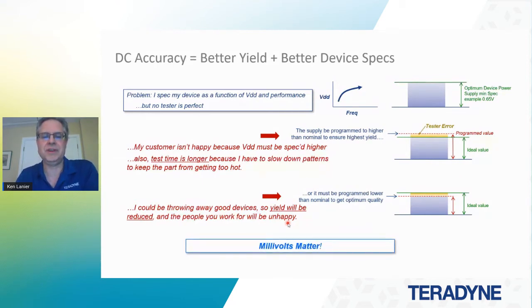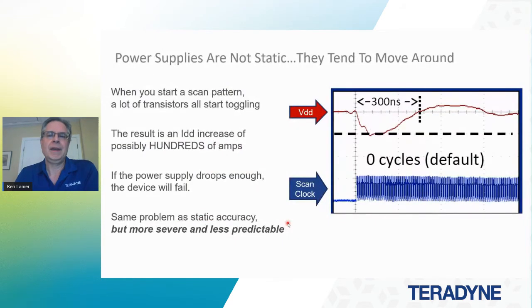So the theme here is pretty simple. It's millivolts matter in this case. If you look at any tester spec, with the thing that we care about at Teradyne, if we look at a power supply spec, it's always voltage force accuracy is one of the key things that we would try and differentiate on. Now, I said there's a static problem, static accuracy.